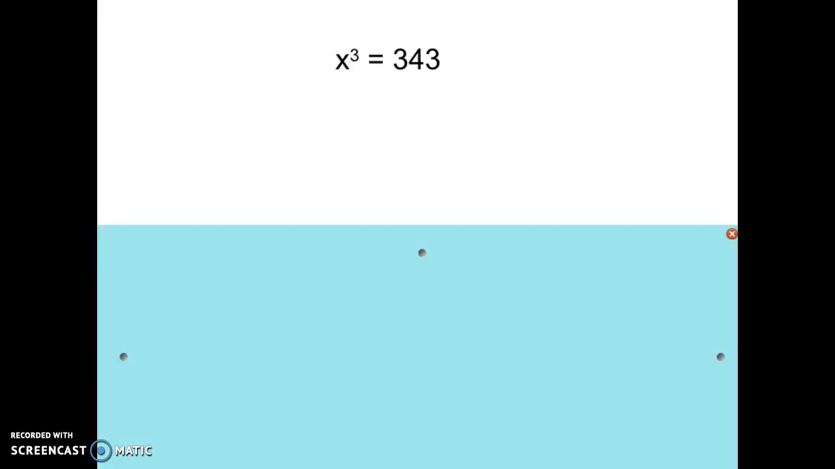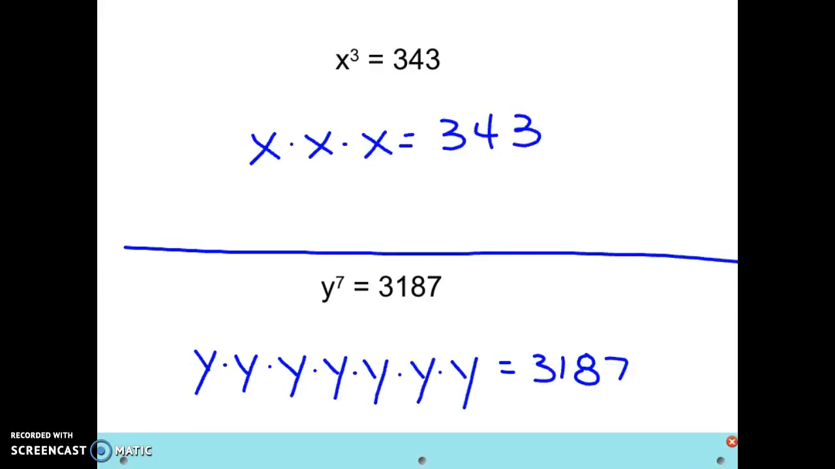However, what happens when the variable is put for the base? Here, we need to know that x times x times x equals 343. Now, you may be able to do some guess and check here to try and figure out what number is going to work. But there may be some other cases, such as this one, where we got y to the 7th equals 3,187, that doing a guess and check to try and figure out what number is going to work is going to be a pain.